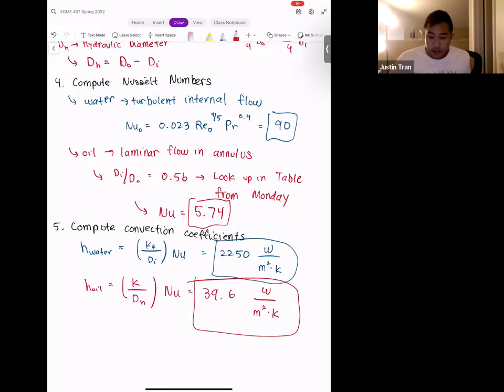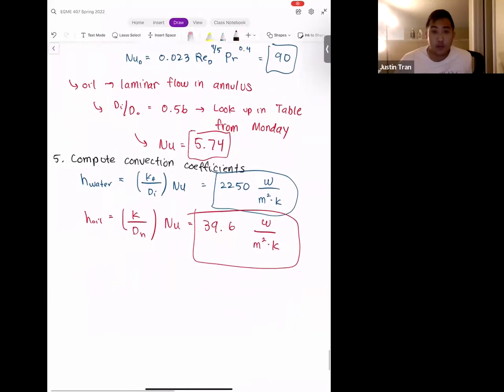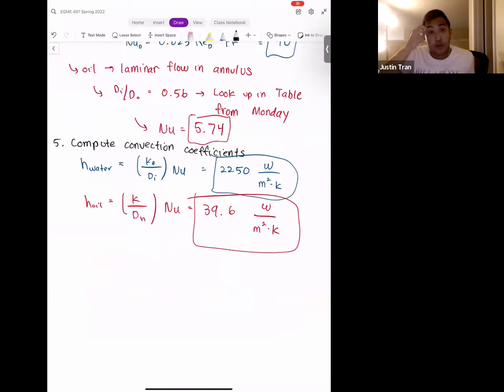Okay, all right. So that's the convection coefficients. And so the next thing we're going to compute is the total amount of heat transfer in this heat exchanger.